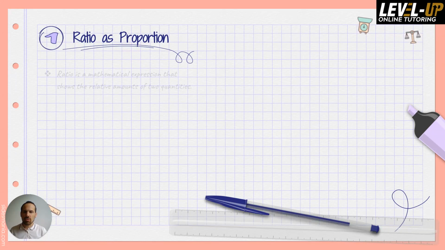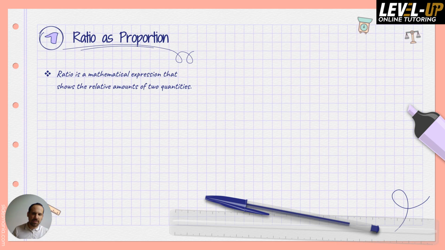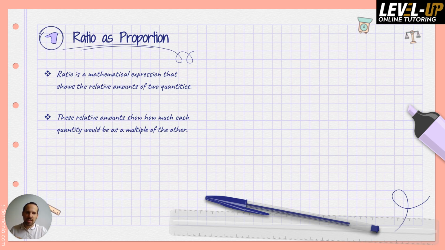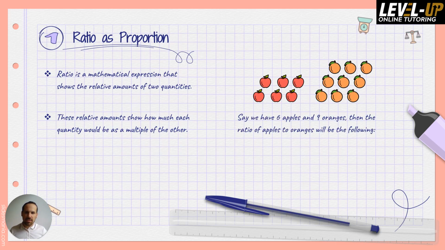So first of all, ratio and proportion. Ratio is a mathematical expression that shows relative amounts, and that's important. It's relative amounts. So it's not actually how much we have of one thing and another thing. It's how much we have of one thing relative to another thing. And we'll see how that works with this little example here.